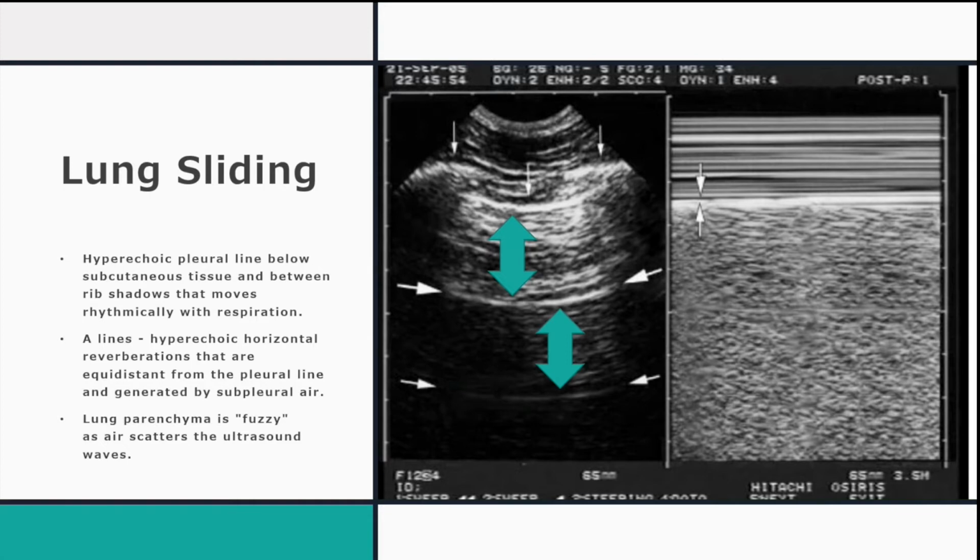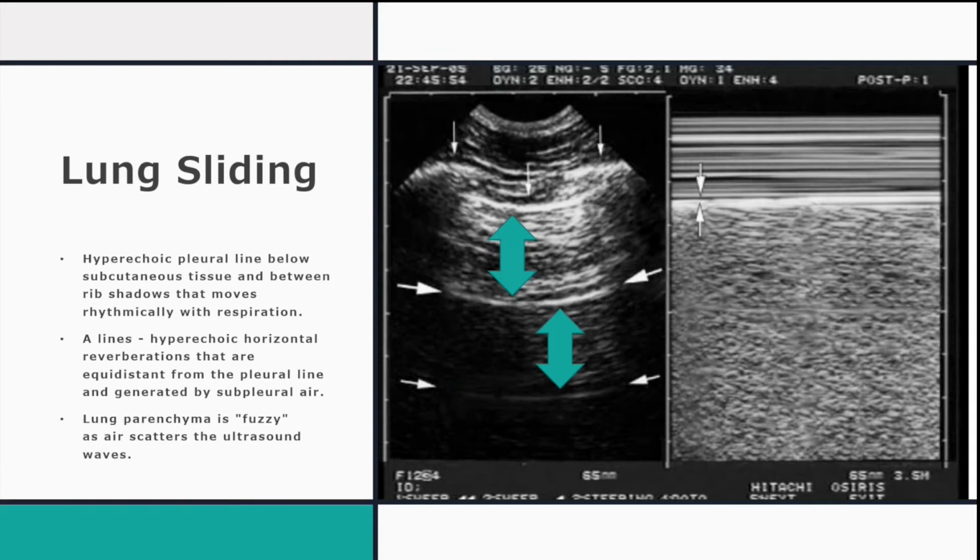So lung sliding, and here typically we would use a linear probe and it would cover the whole screen, but this is that microconvex probe that we discussed earlier that they used in the initial studies. But lung sliding, when present, you can see a hyperechoic pleural line here under the subcutaneous tissue and in between your rib shadows, right? And this line, if this were a video, you would see moves rhythmically with respiration. Some people describe it as looking like ants on a log.